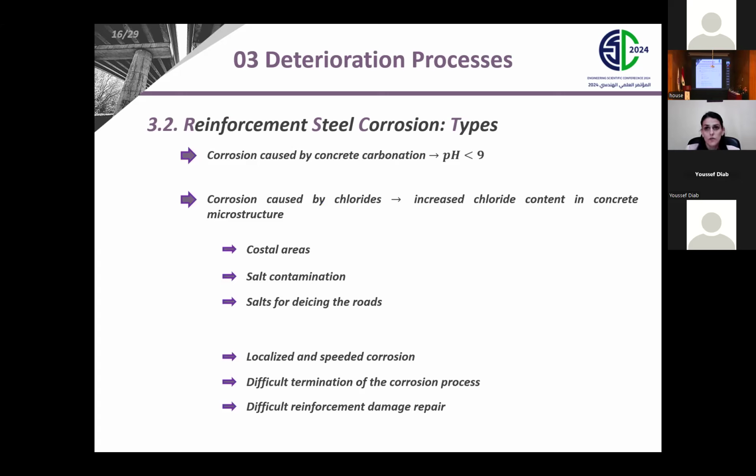The reinforcement steel corrosion can be divided into two general types: corrosion caused by concrete carbonation and corrosion caused by chlorides, which occurs when chloride ions penetrate concrete microstructure. The second type is localized and more intense. Moreover, once the corrosion process has started, it is very difficult to be terminated, and the damage to the reinforcement bars is almost impossible to fix.